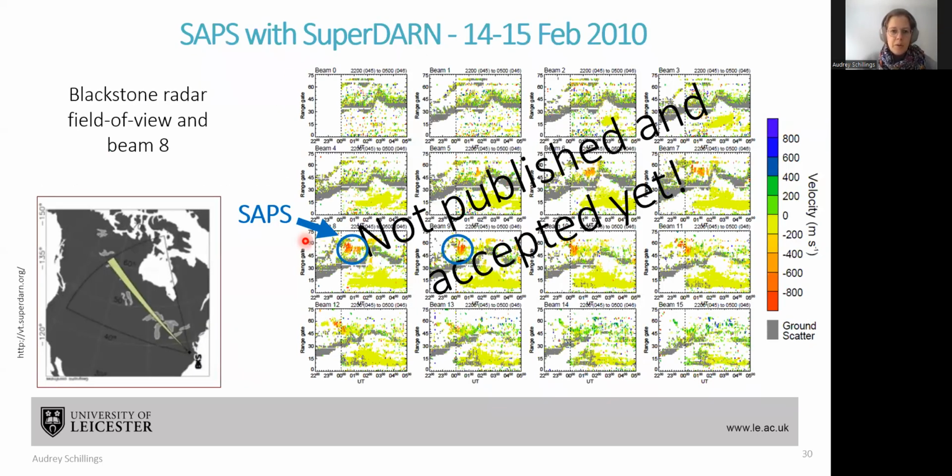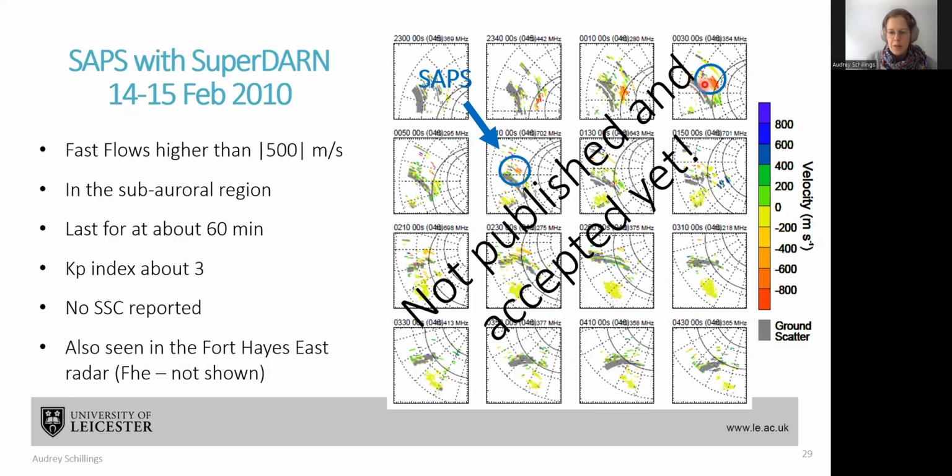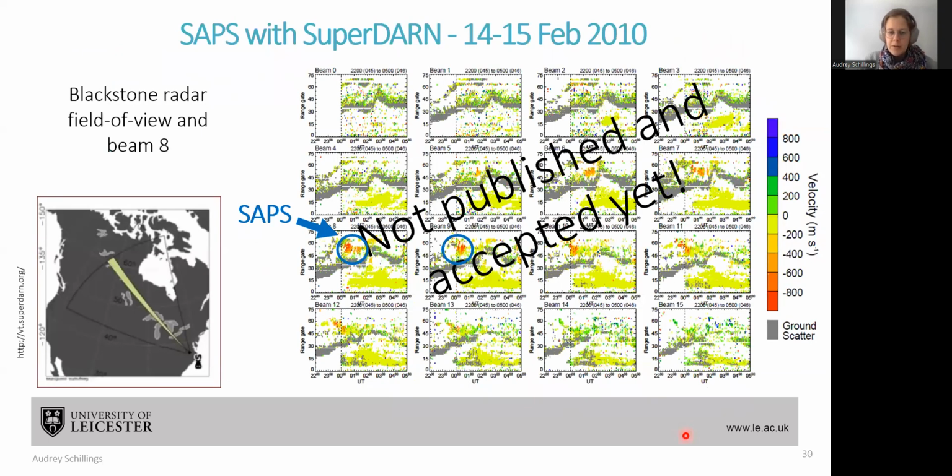Then if you look at the line of sight velocity and what is called the range gate: you have the radar over here, which is Blackstone. You have the field of view here, and then each time you have a beam. In this case, I represent beam number 8, which is this plot. We can see that in this plot, at this range gate, you have a very high velocity as well. So this is the SAPS we saw previously here, and probably here as well. Then you can see this very high velocity in different beams, basically from beam 5 to 12. Yes, so this was for 14 to 15 of February.